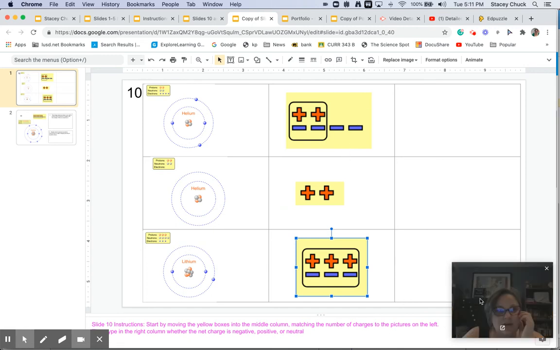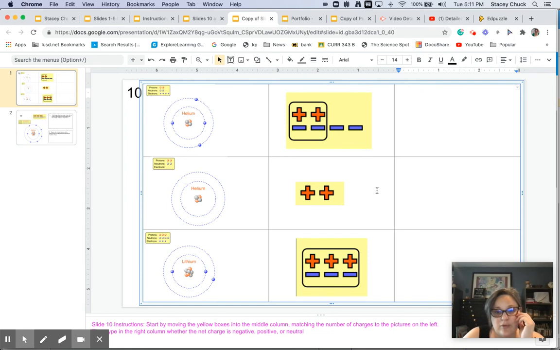And then in the last column, I'm supposed to put whether it is negative, positive, or neutral. So I'm just going to select the box and type the word positive, neutral, or negative here. So whichever one is which.